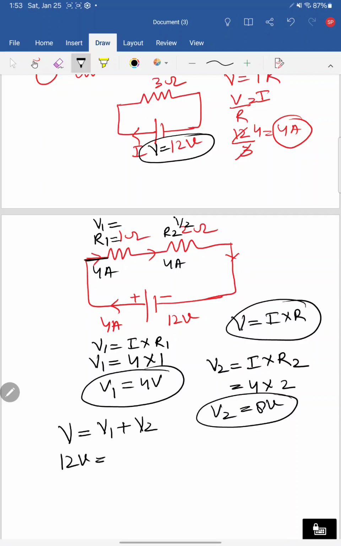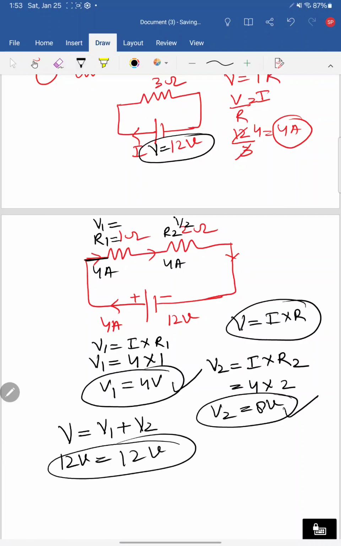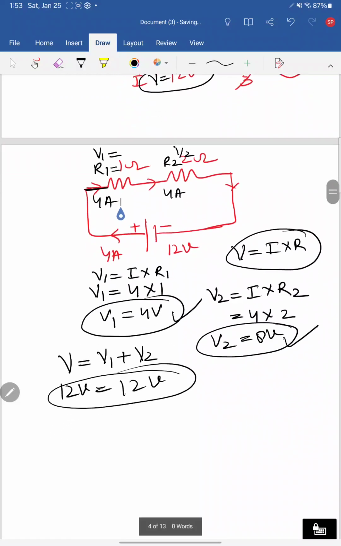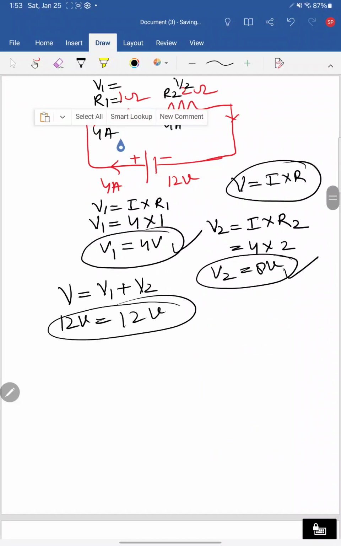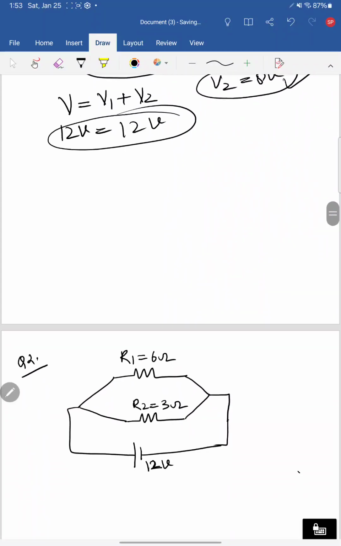Total V was 12 volt. We got this and this. We add it and we see that this is also 12 volt, right? That means we have calculated everything correctly. So yeah, this is how you solve when two resistors are connected in series.